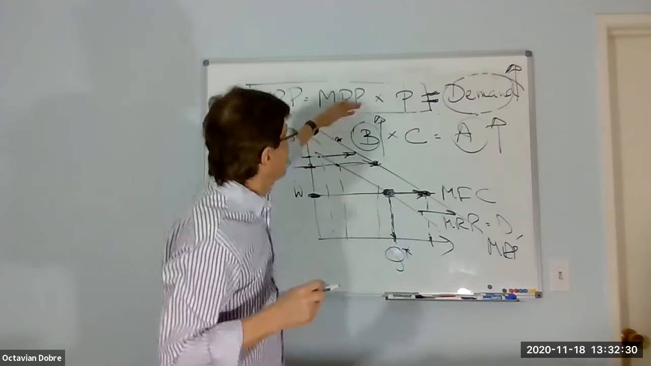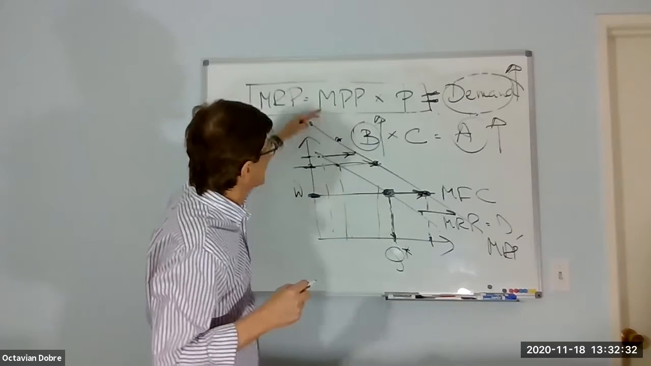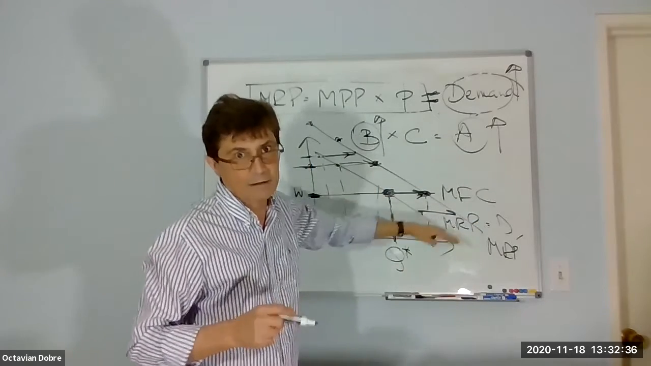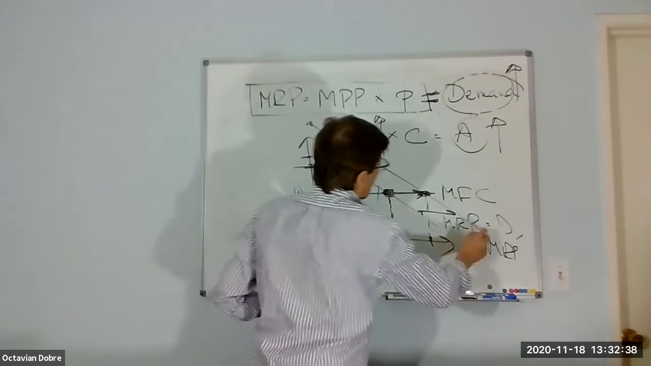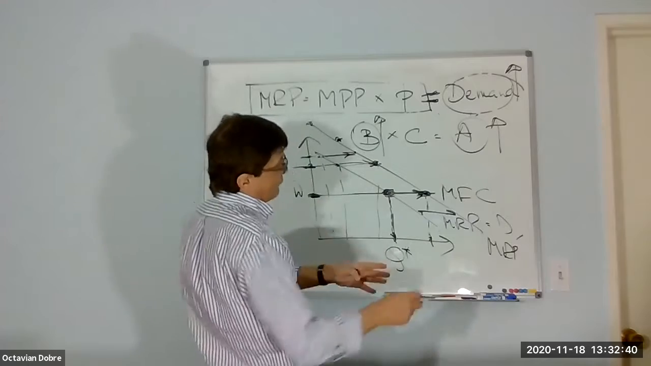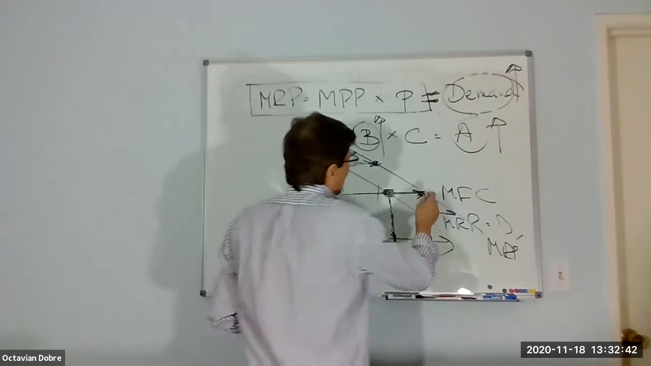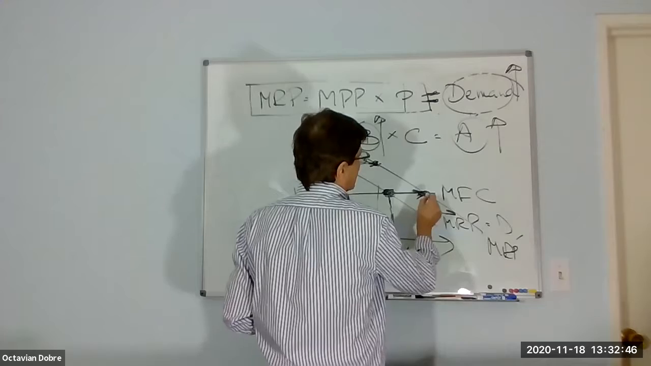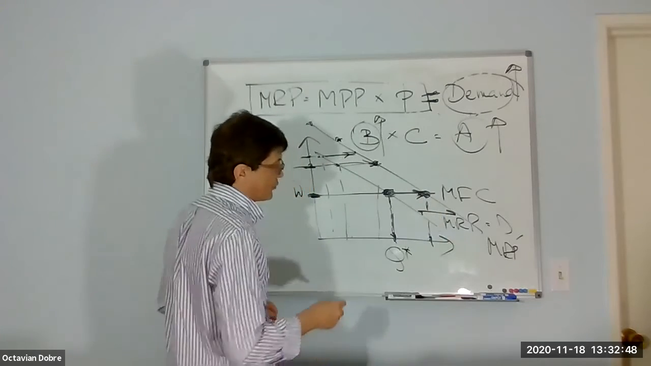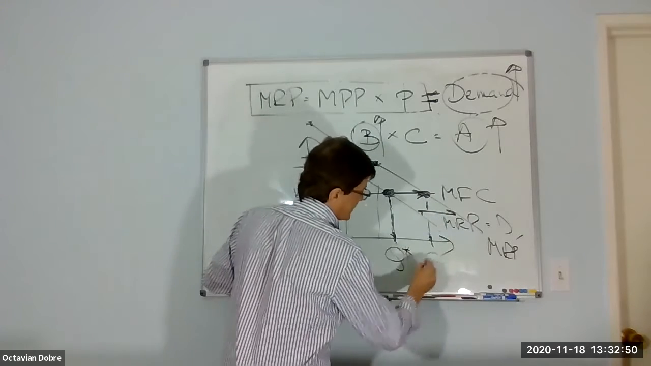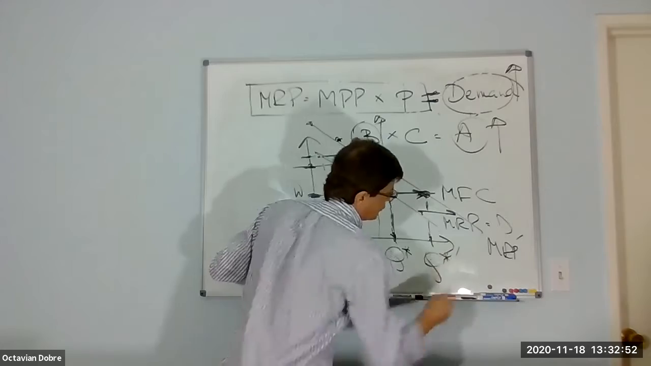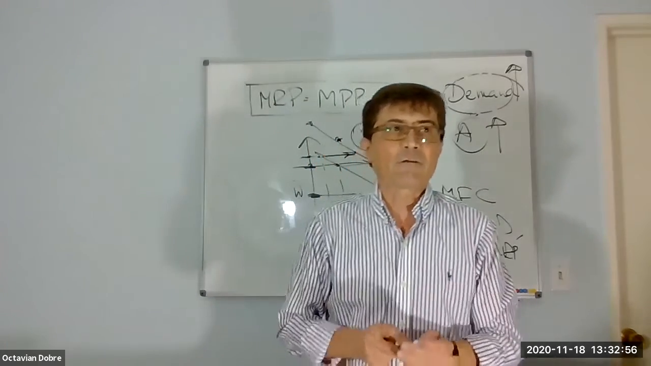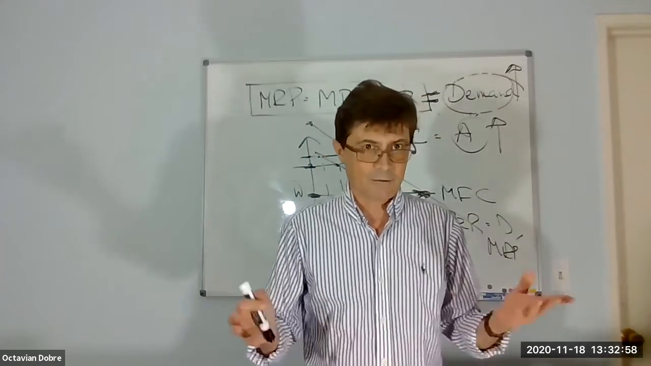And then productivity increases, MPP increases, and we have a brand new marginal revenue product. And with this brand new marginal revenue product, the firm is going to hire to the point where the new value for the marginal revenue product is the same as the value for marginal factor cost. And this Q star prime is the new quantity of labor that the firm is willing to hire.